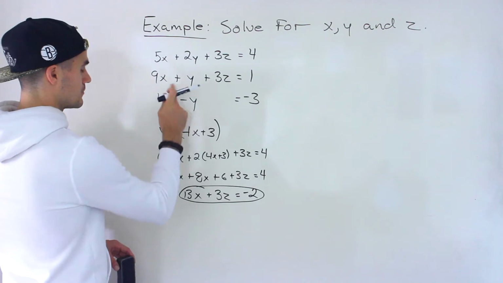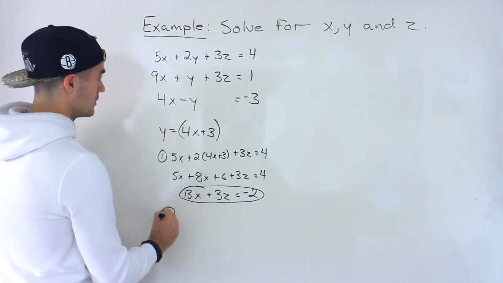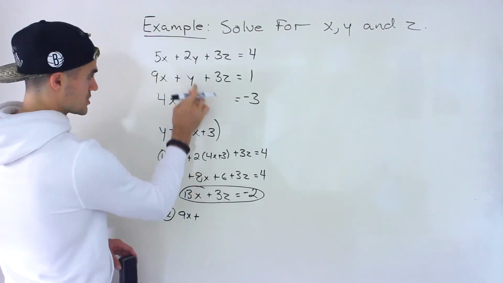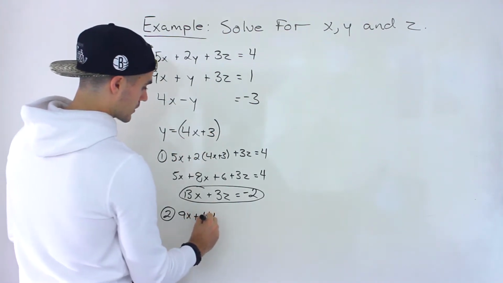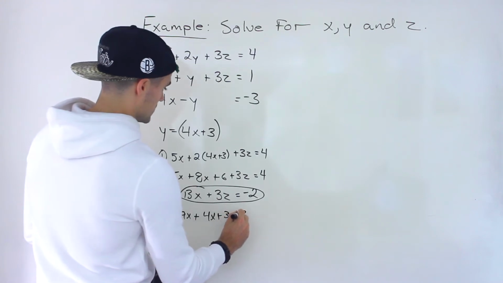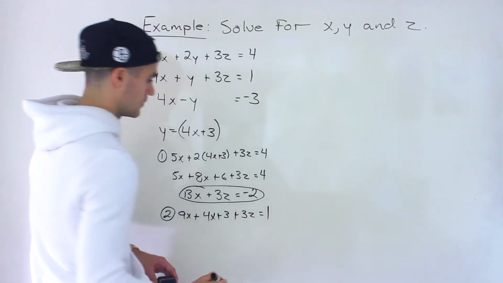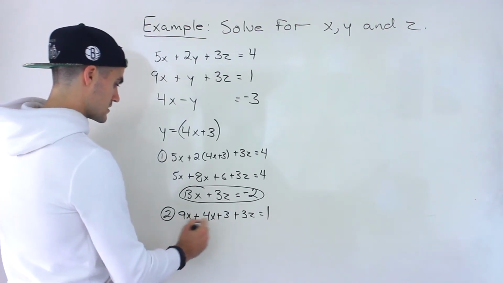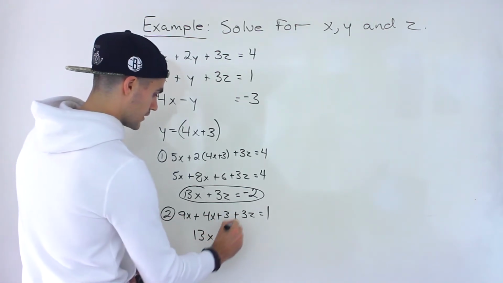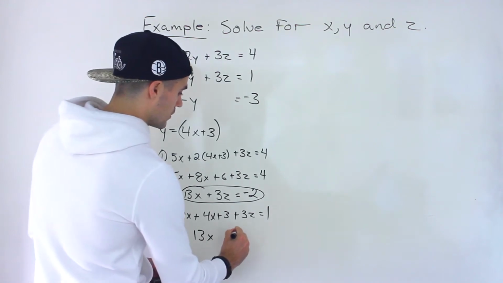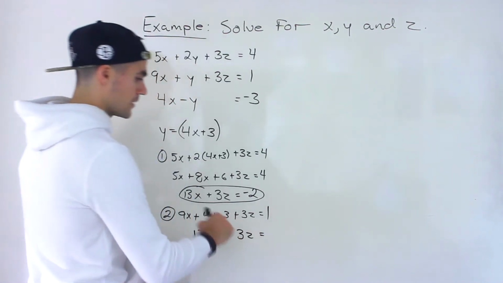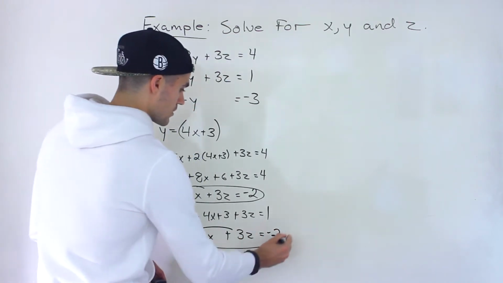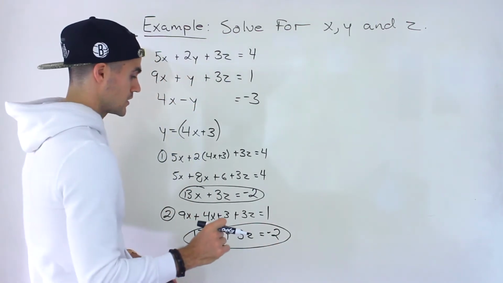And then I'm going to take it and plug it into the second equation, and we'd end up with 9x plus, the y is just by itself, so we would plug in 4x plus 3 there, plus 3z is equal to 1. And then from here, what would happen is we'd have 13x plus 3z, I'm going to bring the 3 over, and we'd end up getting -2. So this would be the second equation.